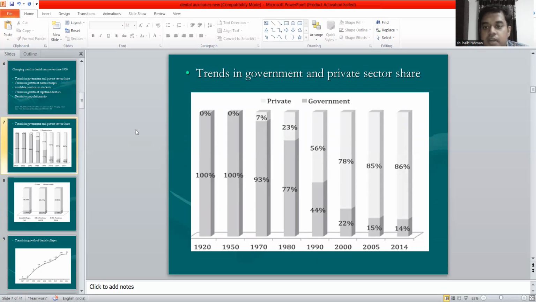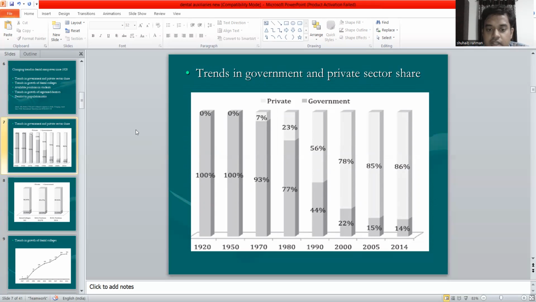So trends in government and private sector share. So this is a graph, proportional bar graph, which is showing this particular trend. In 1920, there was 100% the dental graduates are passed out from government dental colleges. That means there is no private dental college at that time. That is pre-independence era. So we can't expect a private association working in that particular time. Coming to 1950, also the situation was almost same. There was 100% government contribution.